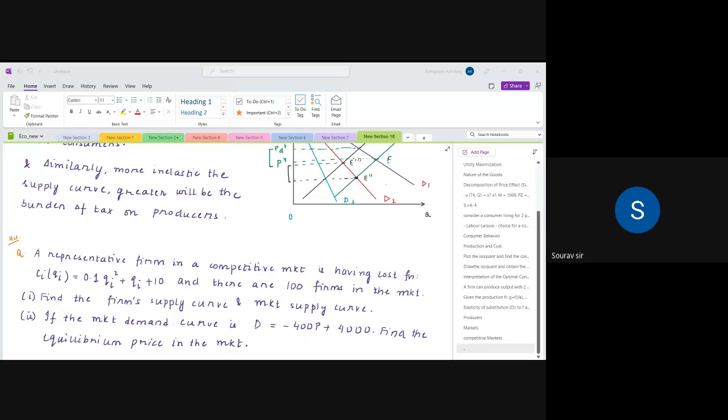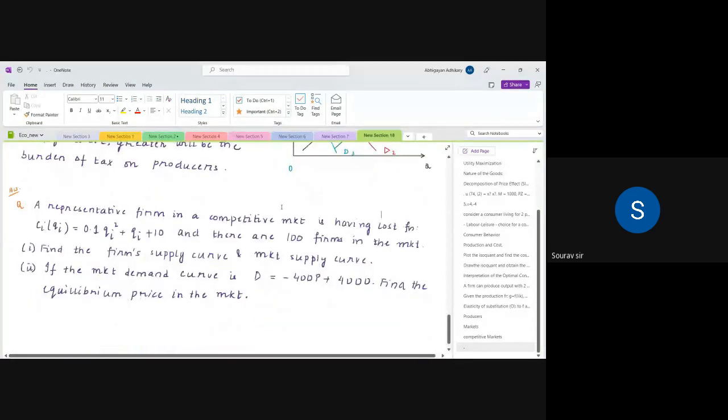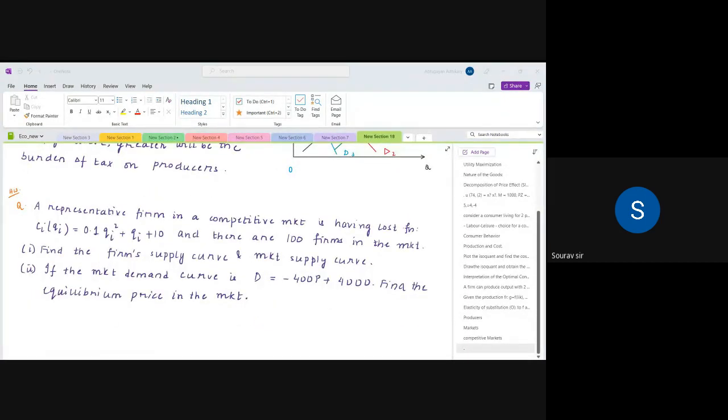In our last class, we started our discussion on the effects of taxes on competitive markets, and we were seeing the different kinds of structures. This was the last question that I gave you all as homework. Did any of you give this a try?